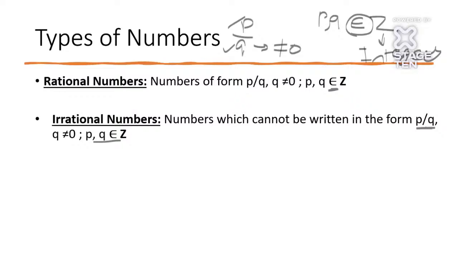So can you tell me an example of a rational number in the chat box? What can it be? Tell me in the chat. Sorry, irrational number. I'm really sorry. Irrational number, which cannot be written in the form of p by q. What would be such an example? The main keyword is cannot. Right, that is the main keyword.